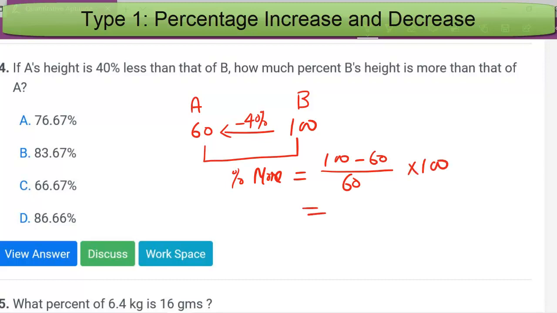So here you get 40 by 60 multiplied by 100. So basically this is 2 by 3 into 100. So you must be knowing this is equal to 66.67%. So here option C is correct.